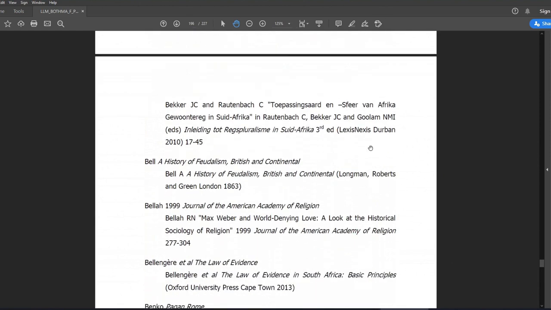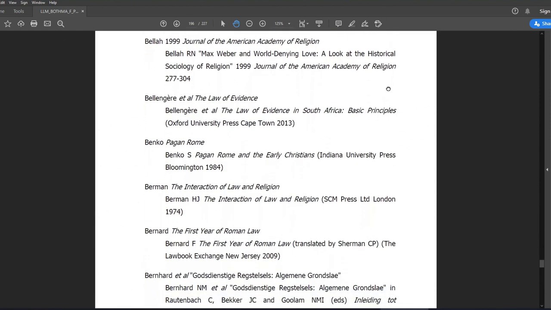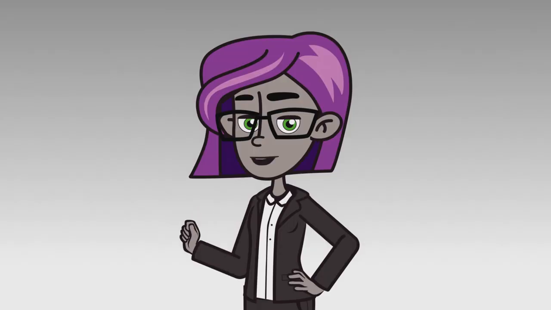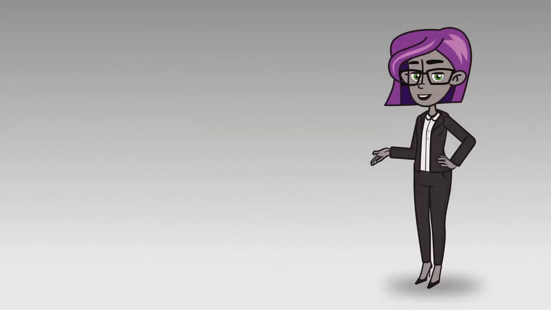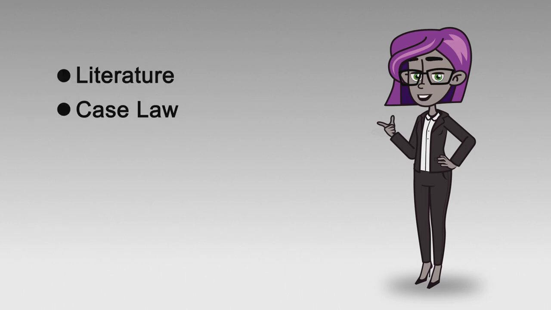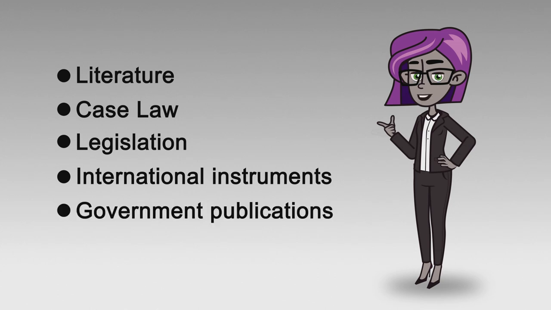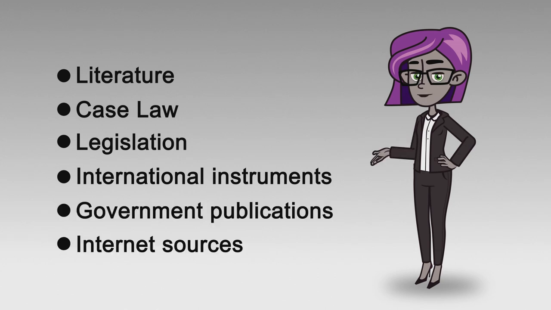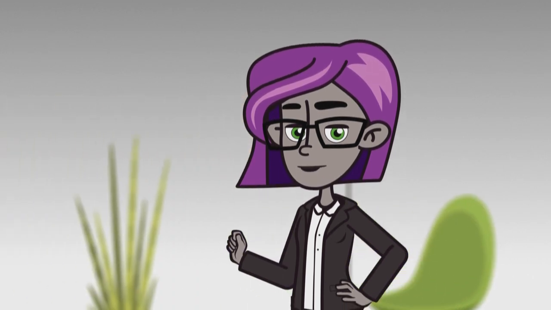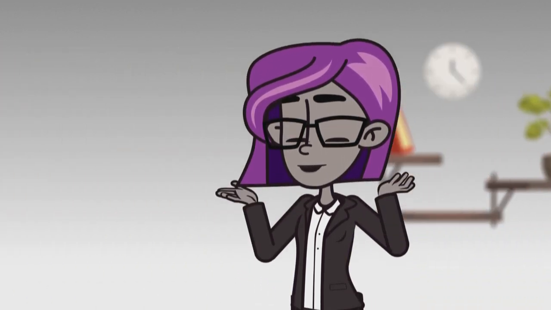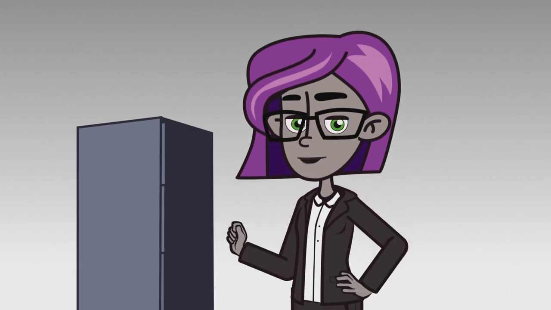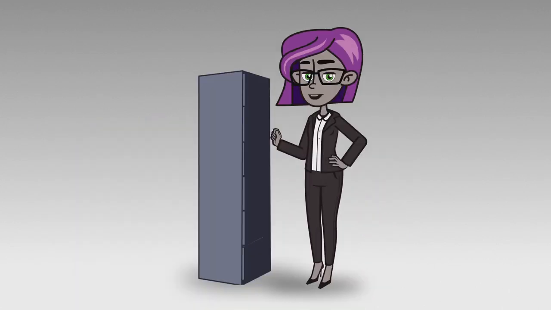The law faculty's style is unique because sources are placed alphabetically under specific subheadings. The different subheadings in the bibliography include literature, case law, legislation, international instruments, government publications, and internet sources. Organizing your bibliography according to subheadings makes it easier to find a specific source used in an assignment. A bibliography is like a file cabinet, and each subheading represents a drawer.